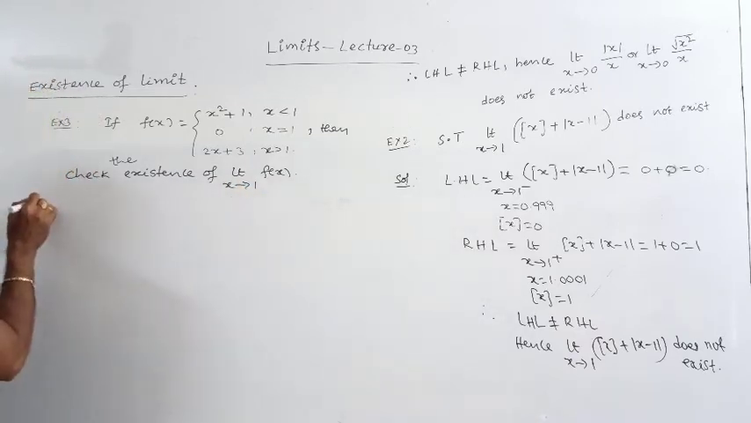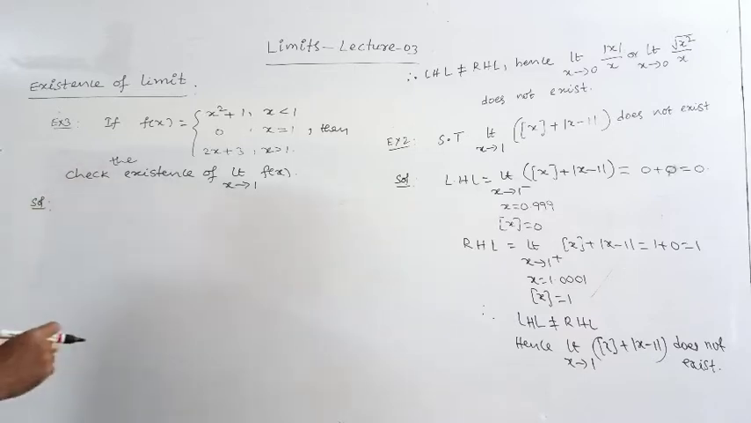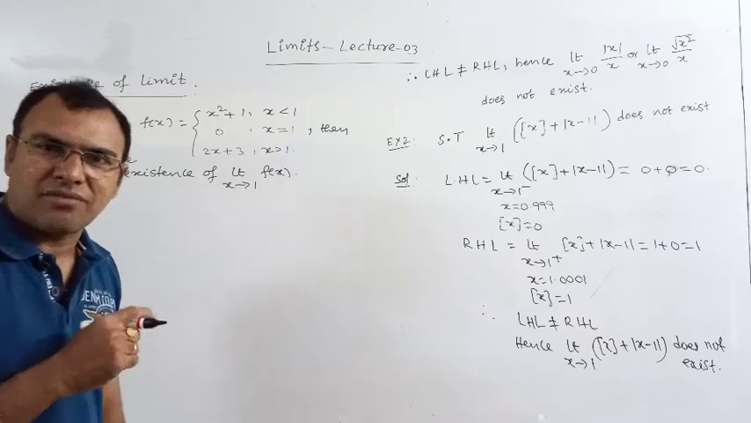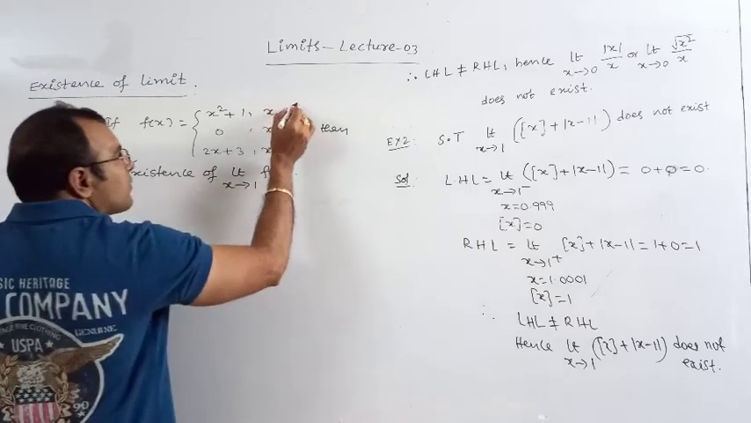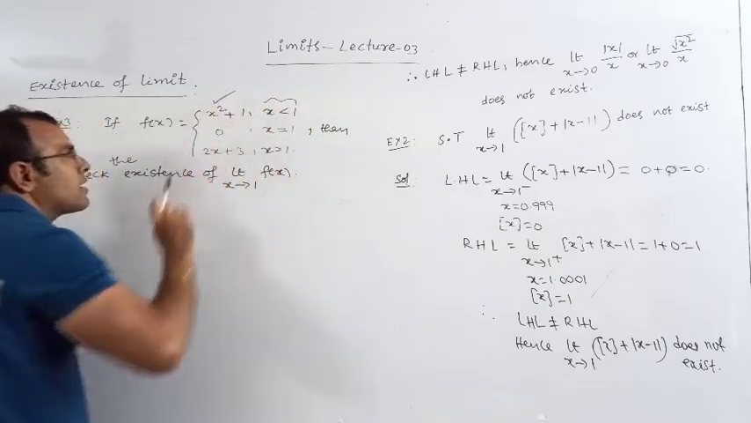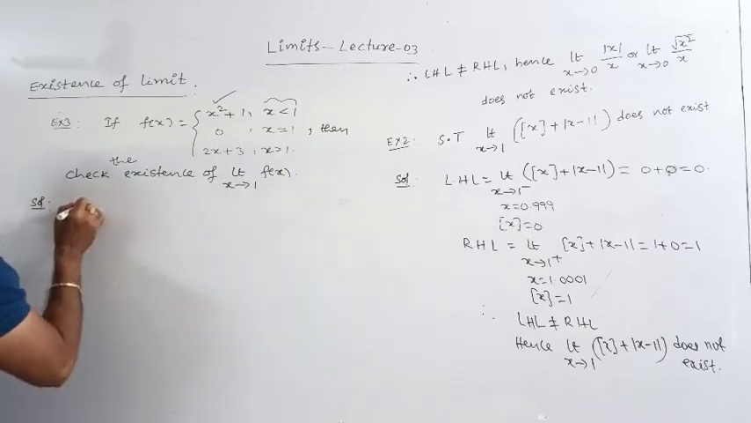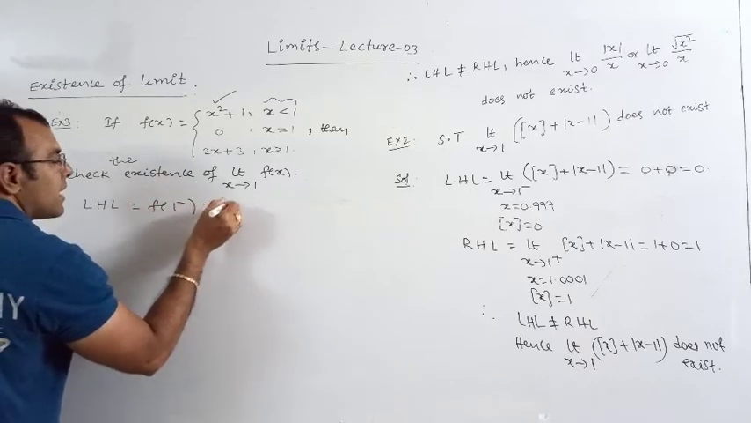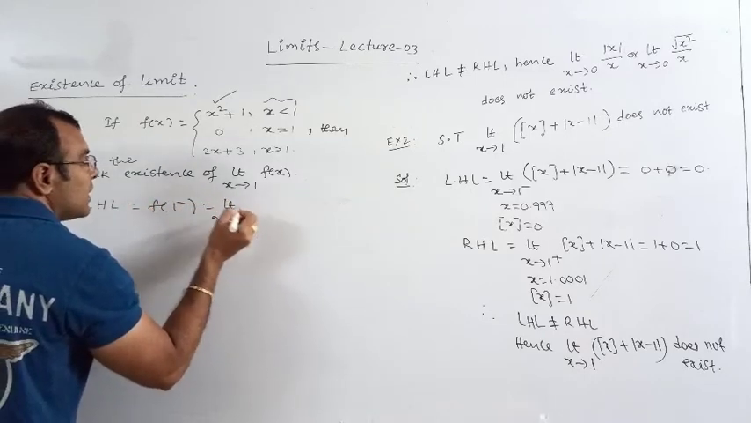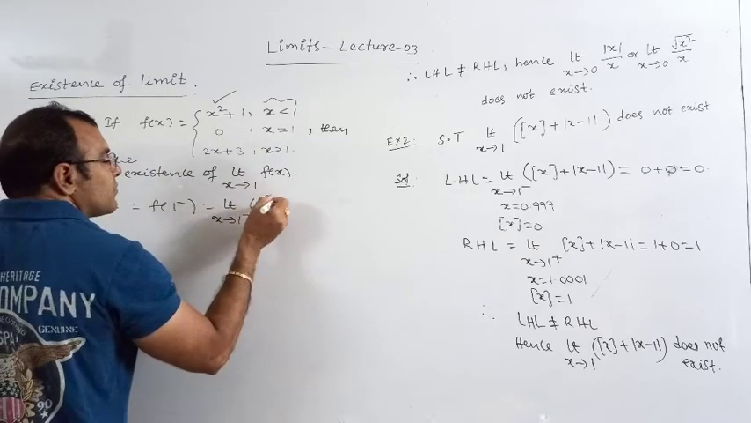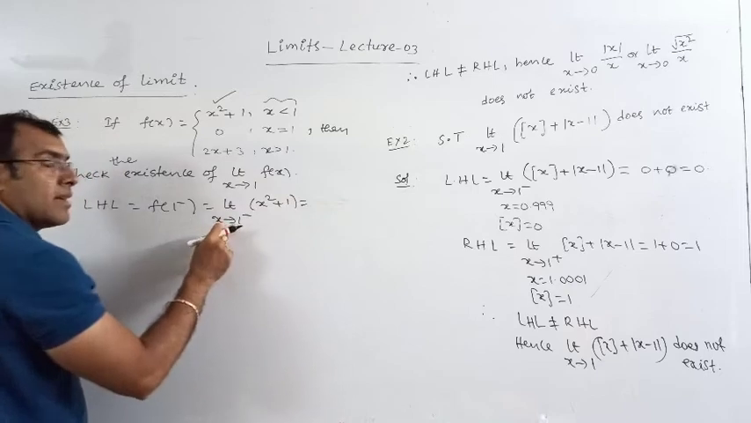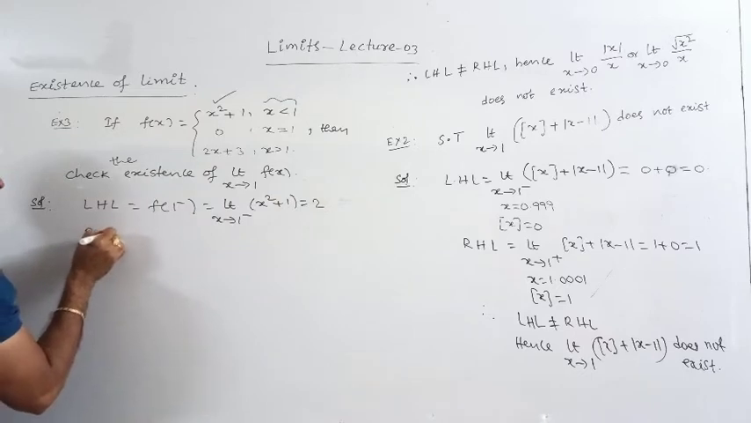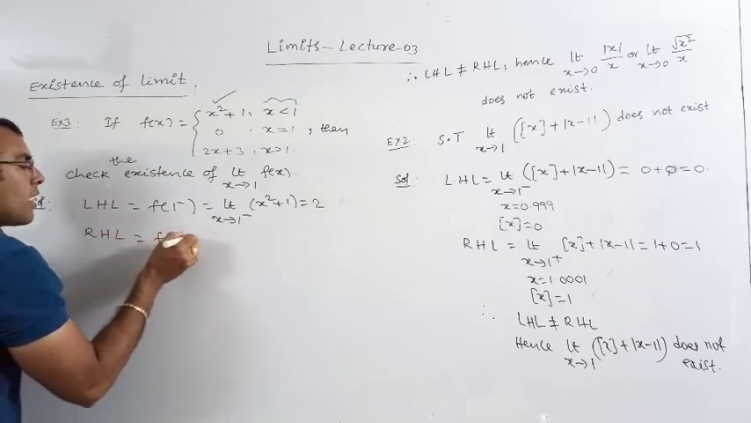So here you see that the function is defined as a piecewise function. It means in different intervals they have defined different functions. To the left of 1, the function is x square plus 1. So the left hand limit means f of 1 minus. You write limit x tends to 1 minus, you take x square plus 1. You can substitute directly x equal to 1 here. You will get 2.